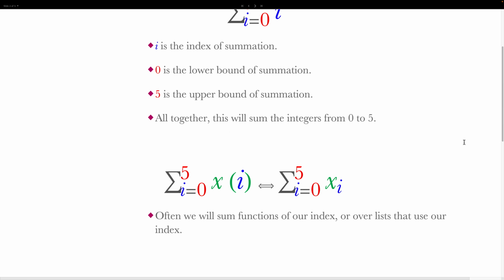Oftentimes, we'll sum functions of our index or elements of a list that use our index. Here, we have examples of both of these cases, the first summing x of i from i equals 0 to i equals 5, and the second summing x sub i from i equals 0 to i equals 5, with x on the left being a function and x on the right being a list.